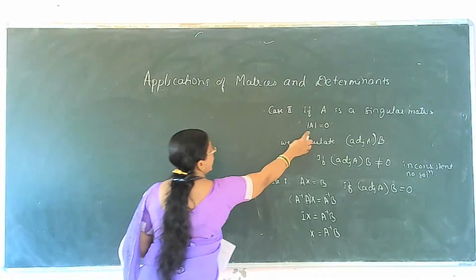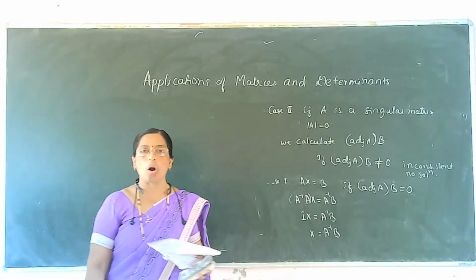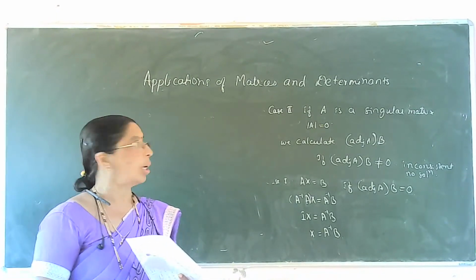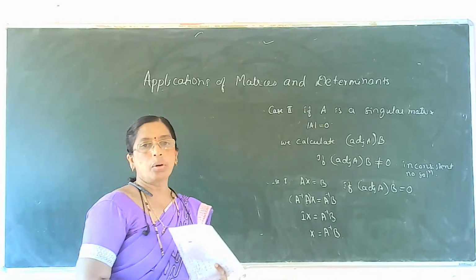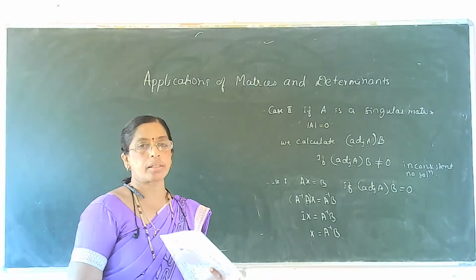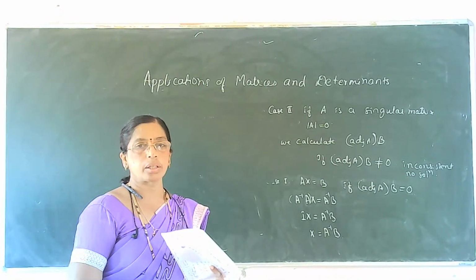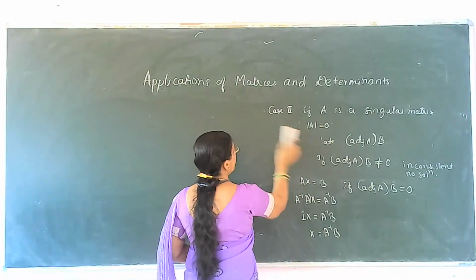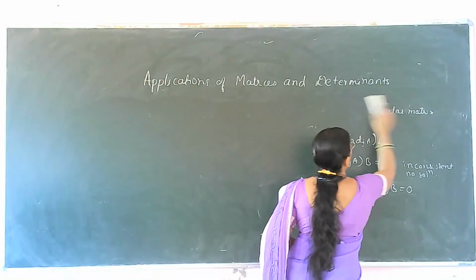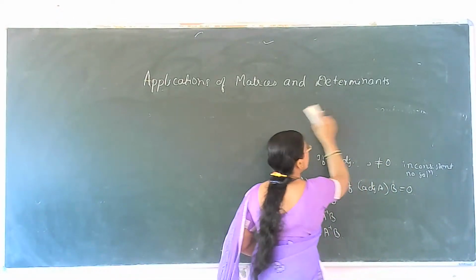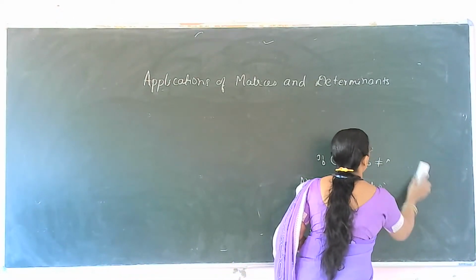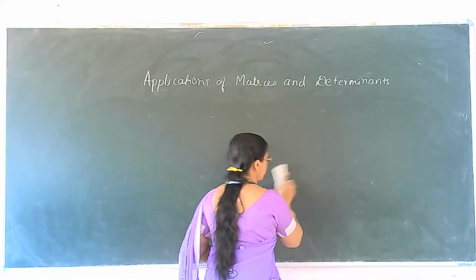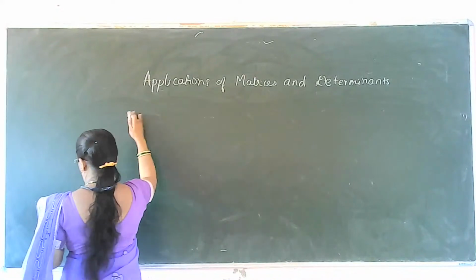Finding the determinant value, we see whether it's singular or non-singular. If it is singular, we don't go on to find the A inverse, because A inverse does not exist. Therefore, we find the determinant value of A first, to judge whether we go on to solve the system of equations or not.